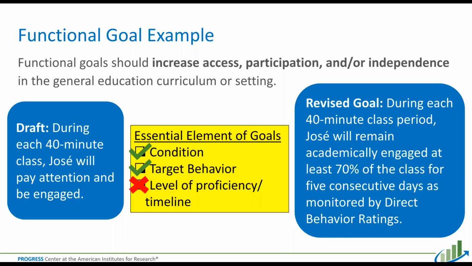Let's make sure that this revised goal includes all of the elements. So the condition has been clarified, and it is during each 40-minute class period. The target behavior has also been clarified, and it is will remain academically engaged. And then the level of proficiency and timeline has been added, and it is at least 70% of the class for 5 consecutive days as monitored by direct behavior ratings. So this revised example now includes all 3 elements.